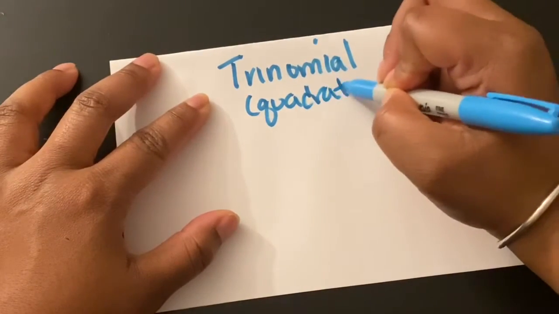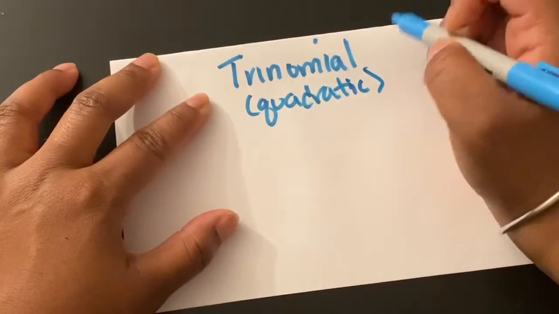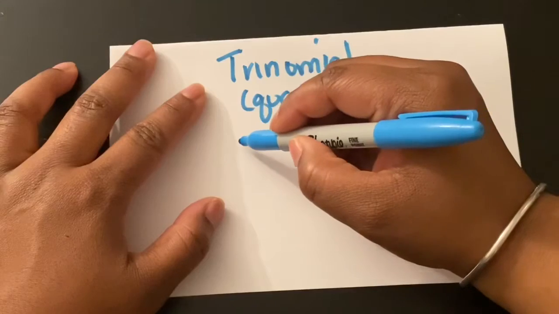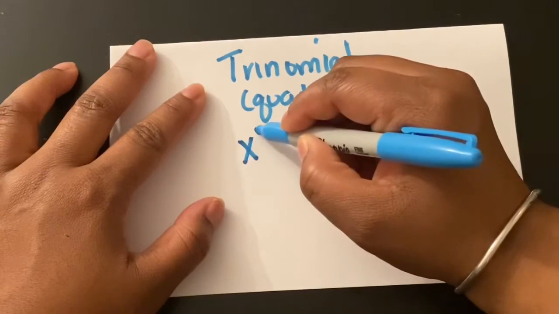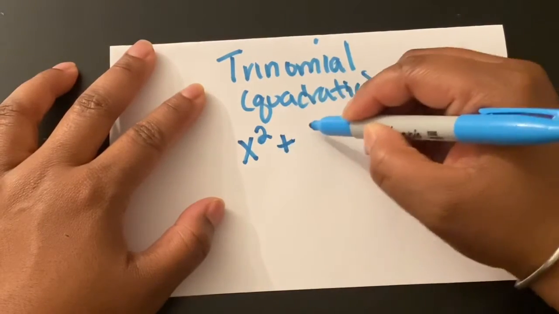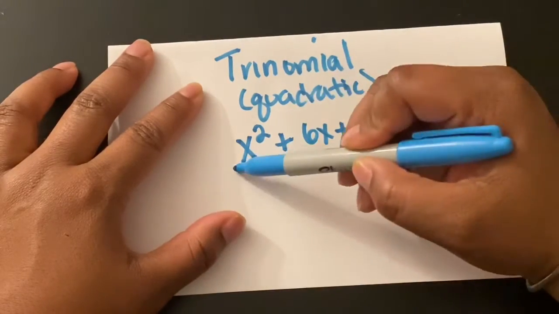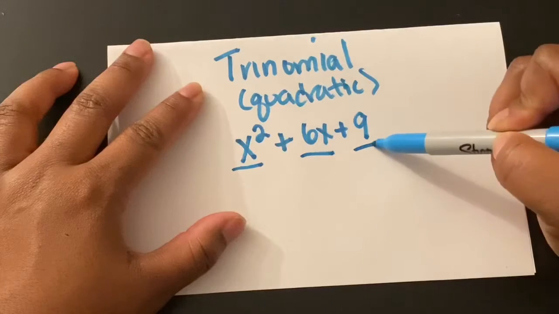Again, we've been talking about quadratics for a couple weeks now, and we're going to continue to talk about those types of trinomials. So, an example is x squared plus 6x plus 9. This has 3 terms, 1, 2, and 3.